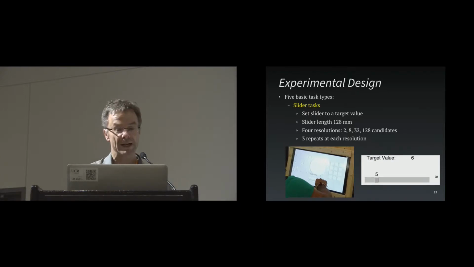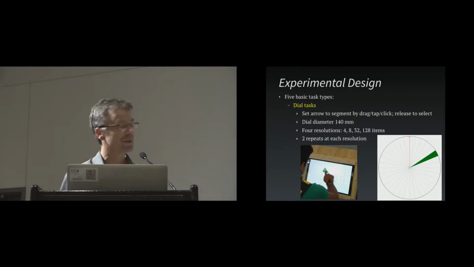There were also slider tasks, which were intended to examine dragging actions. The slider was 128 millimeters wide, and users had to set a target value that was shown above. The number of candidate values in the slider was either 2, 8, 32, or 128, giving dragging targets that were effectively anywhere between 64 millimeters wide and 1 millimeter wide. Users could also tap or click or hold inside the trough either side of the drag knob to increase or decrease the slider value. And the slider was shown at the bottom center of the display.